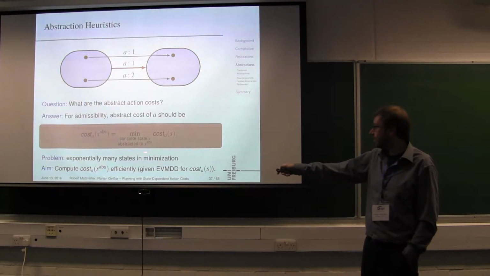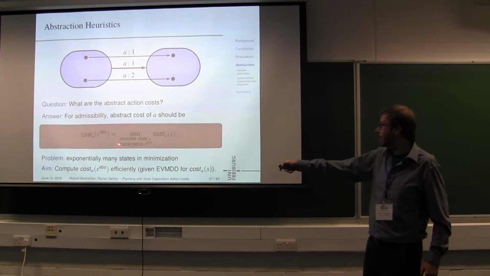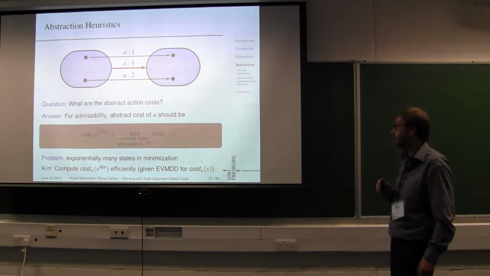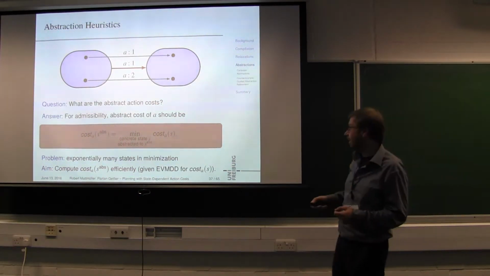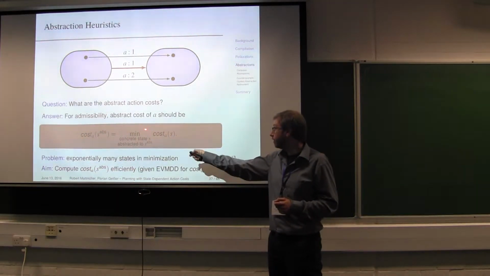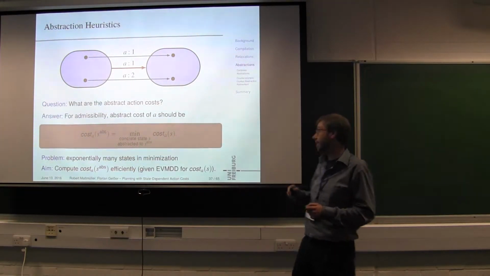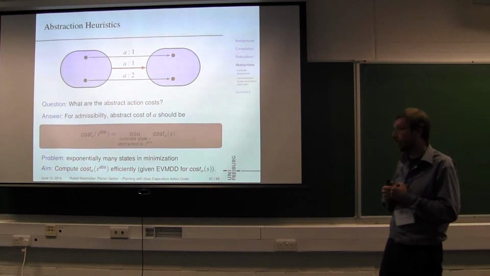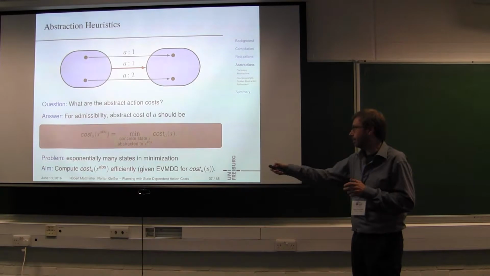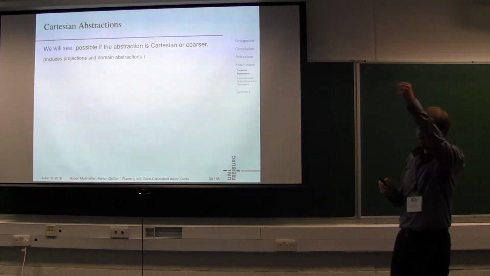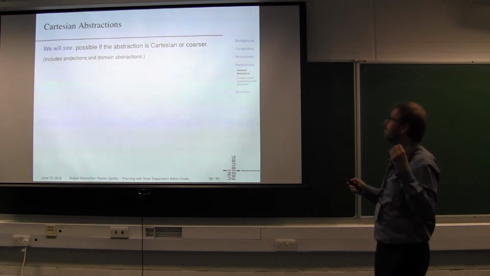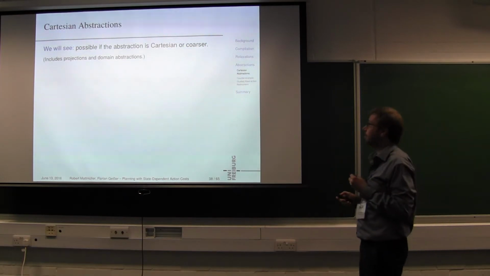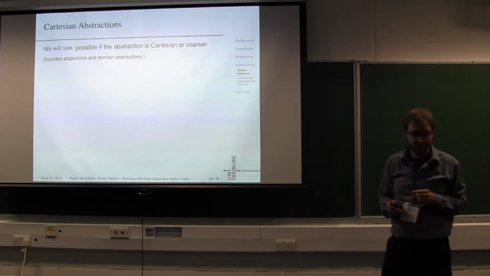Again, the problem is similar as before. We have an exponential number of concrete states to minimize over here in the worst case. And the question is, can you still somehow compute the abstract action costs efficiently, given the size of the edge value decision diagram for the concrete action cost function? Well, I say that this is possible if the abstraction we are facing is Cartesian or coarser.